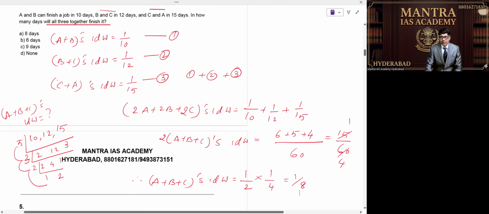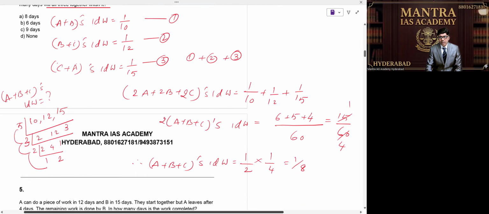Therefore, in what time will they finish? A plus B plus C will finish it in the reverse of that, 8 days. Where is the option, please? Option is A.